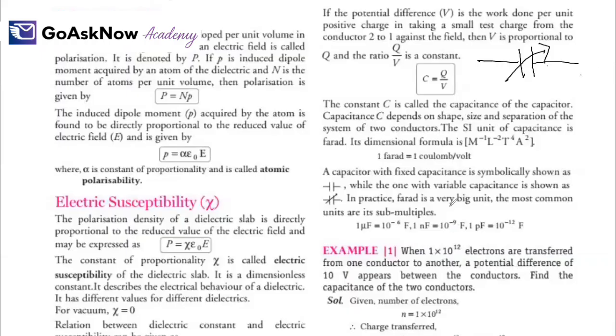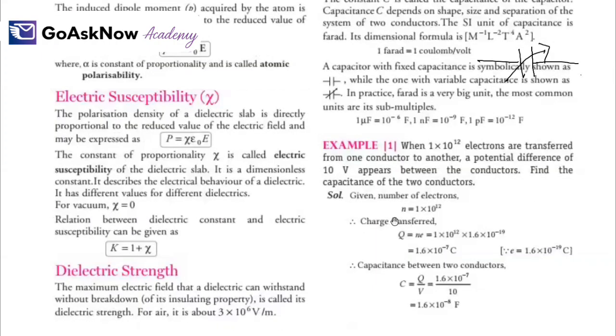The example says that when 1 into 10 to the power 12 electrons are transferred from one conductor to another, a potential difference of 10 volt appears between the conductors. Find the capacitance of the two conductors.